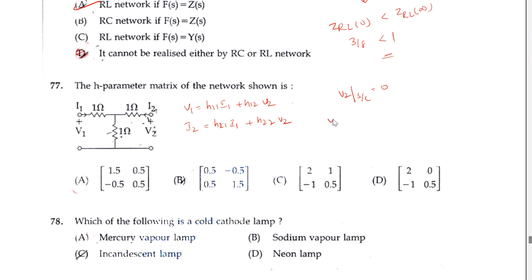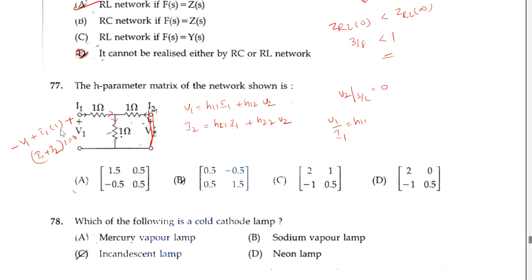So with V2 equal to 0, V1 by I1 is equal to H11. That means we are making the short circuit here. Now what is the voltage here? If you find the relationship between here: minus V1 plus I1 into 1, and the current flowing in this resistance is nothing but I1 plus I2. So I1 plus I1 plus I2 into 1 is equal to 0.